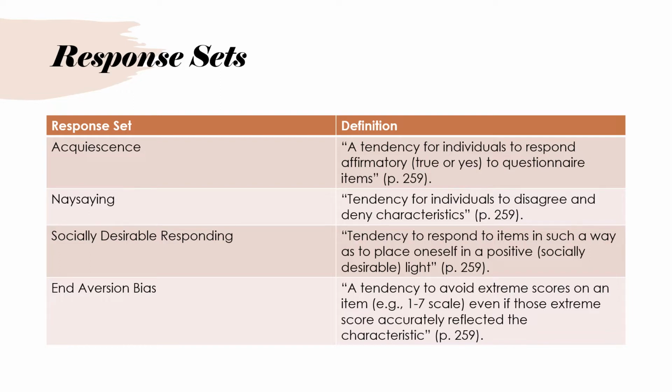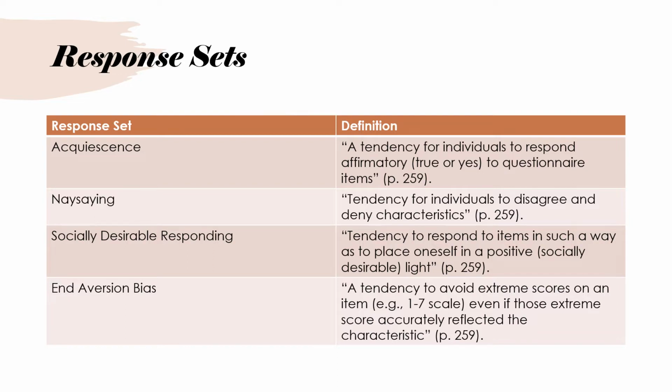Another type of response set is naysaying. This would be a tendency for individuals to disagree and deny characteristics. So this is the complete opposite of acquiescence. We have to pay attention to this when we're working through our measures and determining what we're going to use for our study.